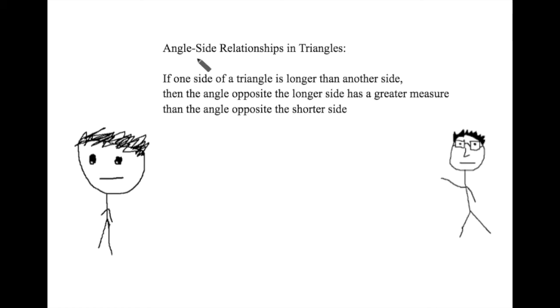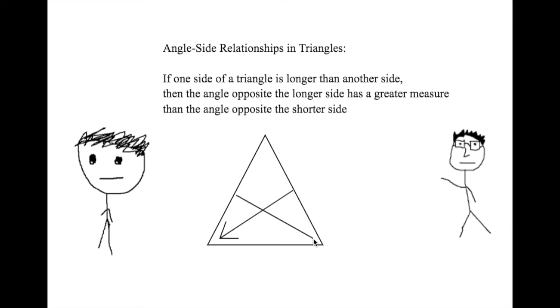The angle-side relationships in triangles. If one side of a triangle is longer than another side, then the angle opposite the longer side has a greater measure than the angle opposite the shorter side. But what does it mean, teacher? It means you have this triangle right here, and this side corresponds to this angle, and this side corresponds with this angle. I understand.